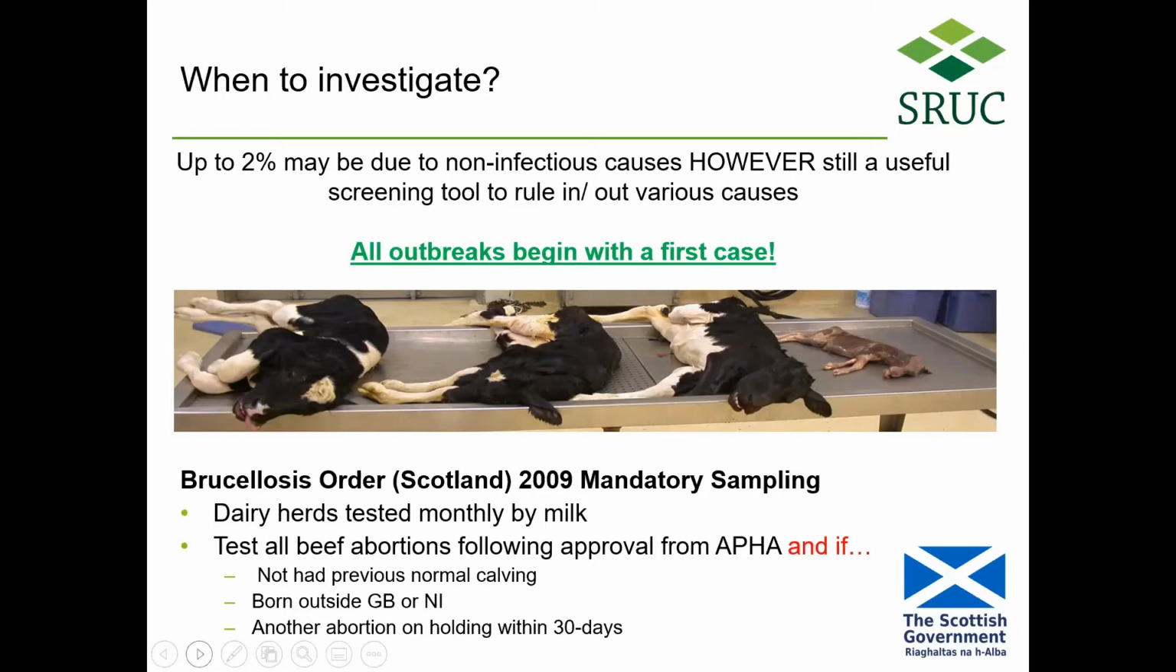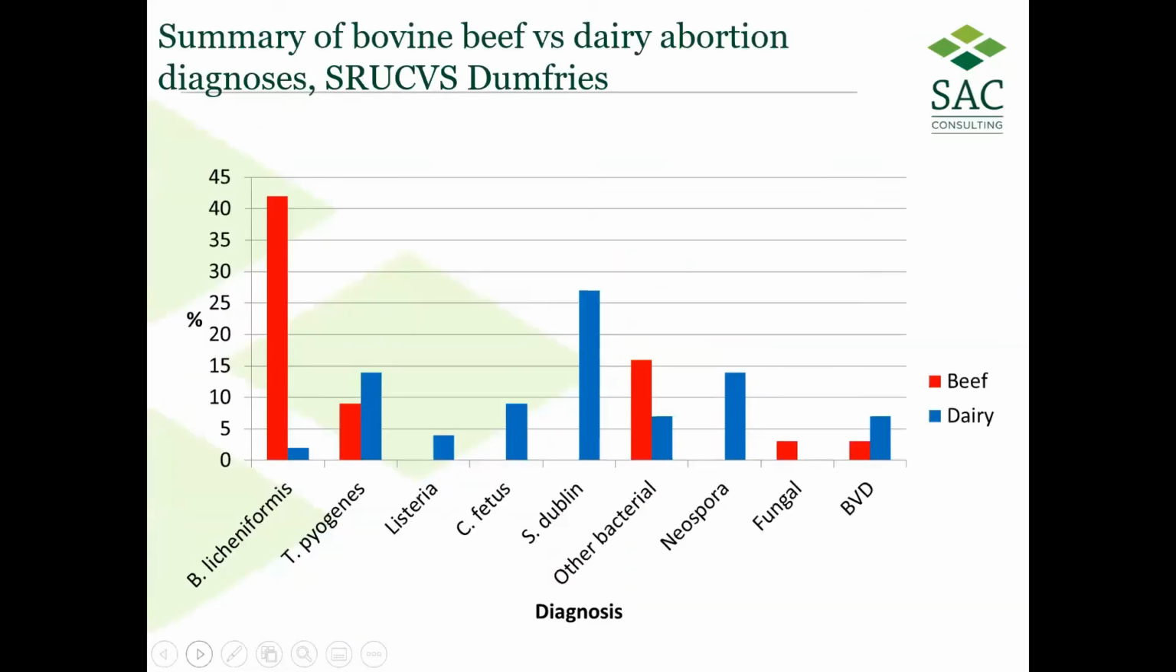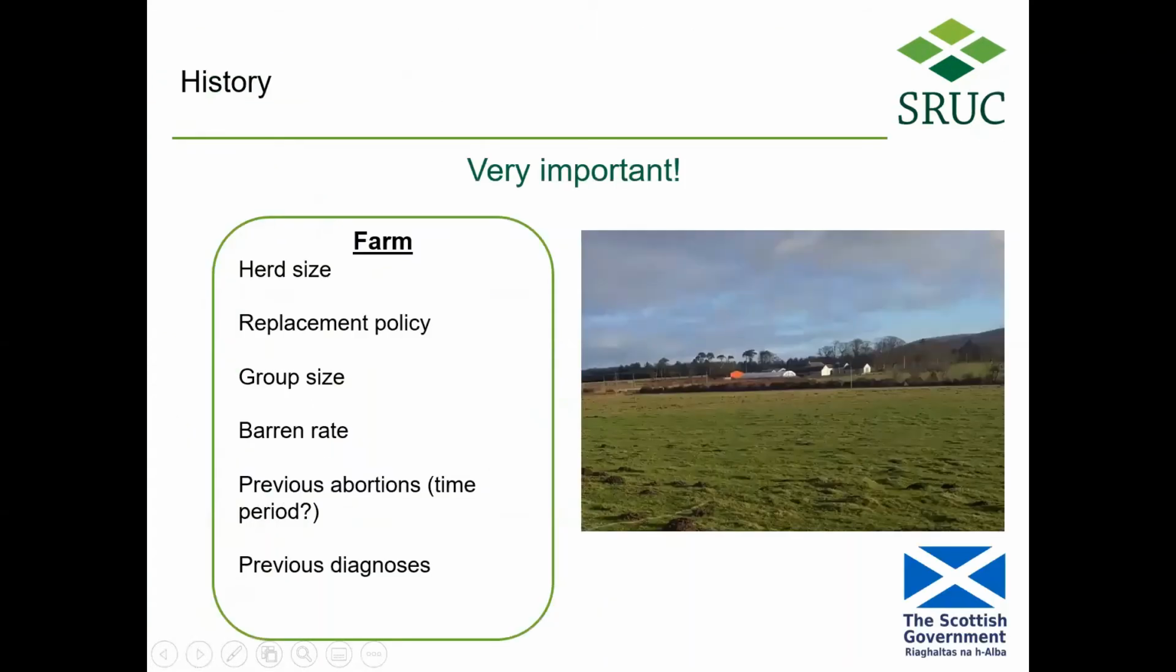But for beef herds in particular, abortions should be reported to the local APHA office, and they will also stipulate whether they want you to go out to do statutory sampling for brucellosis or not. So that'll be another reason why perhaps you'll get a call to go. Okay, I'm going to skip over these slides and then move on to history taking.